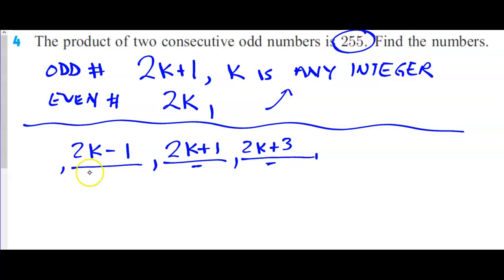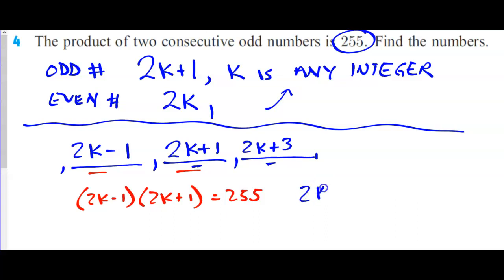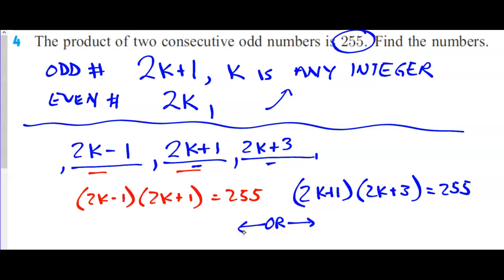Now, I'm going to pick this one and this one. Now, there's a reason behind it, and if you've multiplied binomials out a couple million times like I have, I know that that's going to be a little simpler. So I'm just going to write 2k minus 1 times 2k plus 1 equals 255. But I'm also going to show you that 2k plus 1 times 2k plus 3 equals 255. Now we may not get the same k value, but when we plug them back in, we will get the same two consecutive odd numbers. So this is an or. You can do it that way or that way. I claim the one in red would be a little simpler. Multiply it out and see if you like it.